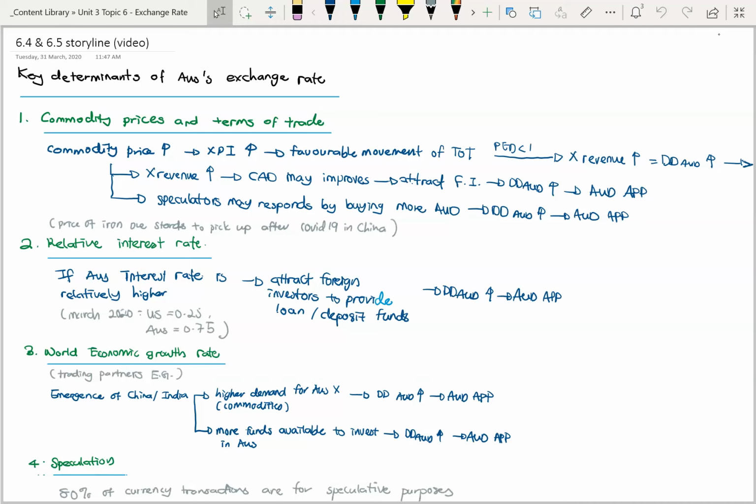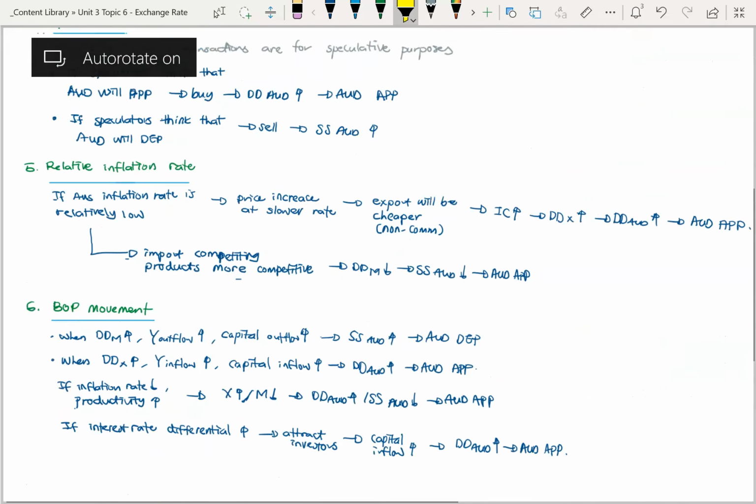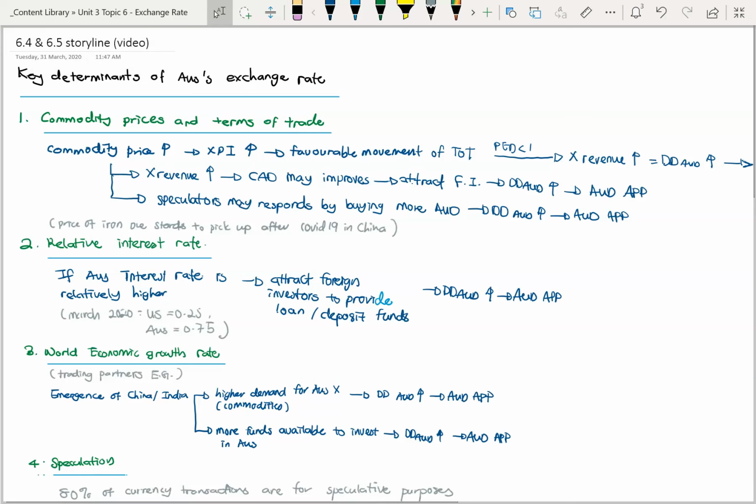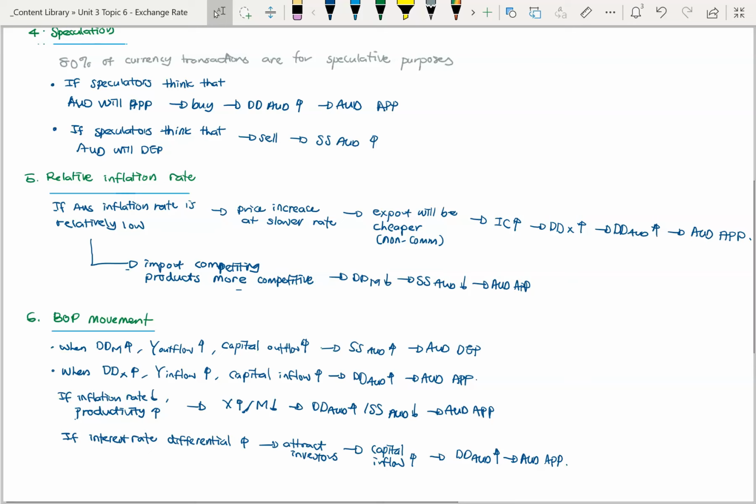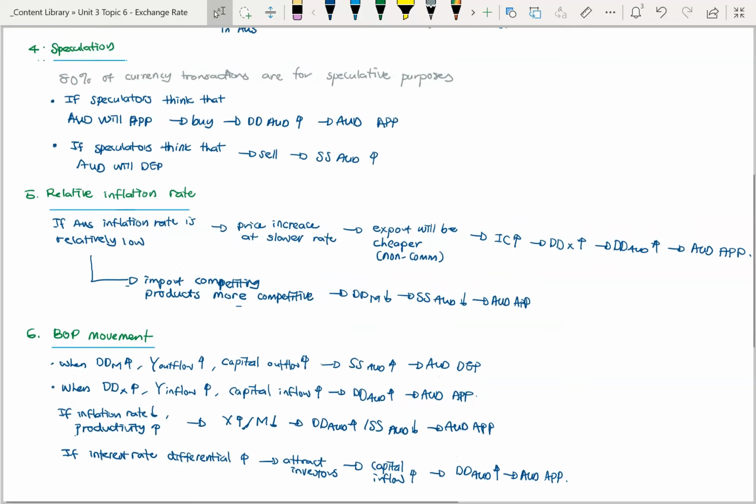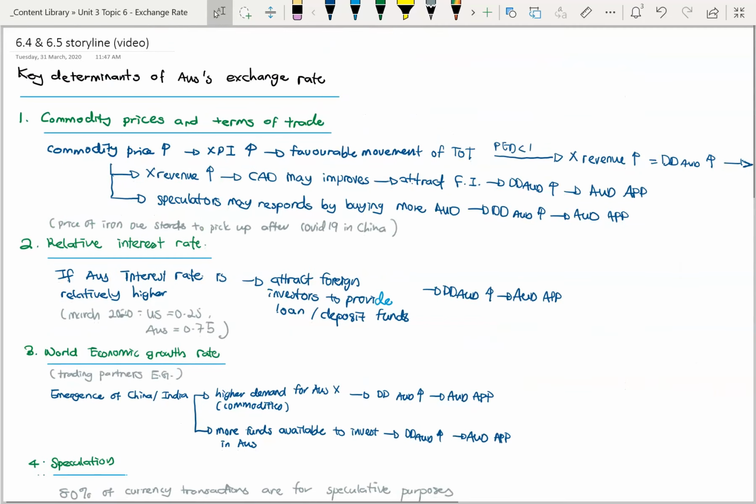For this video we are going to look at the determinants of exchange rate, the factors affecting exchange rate movement in the Australian dollar. There are six factors. In your manual you may have seen 5 and then 6, which is parked under a different section, C, but it is continuous, it is all factors, so I just put it together.